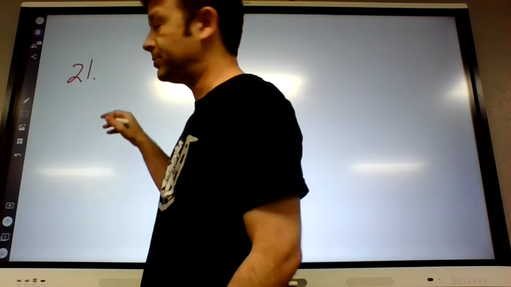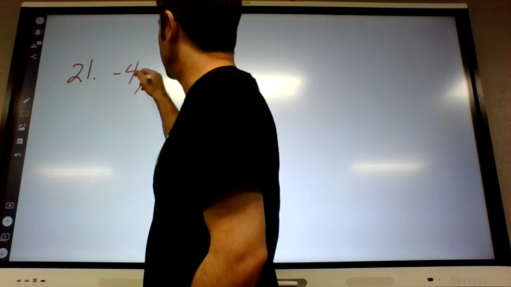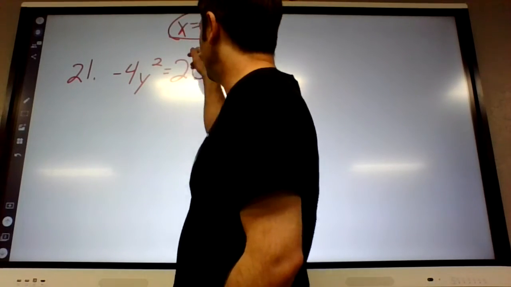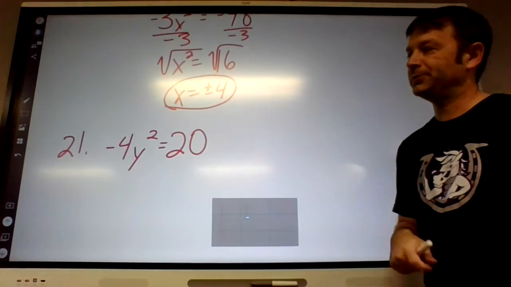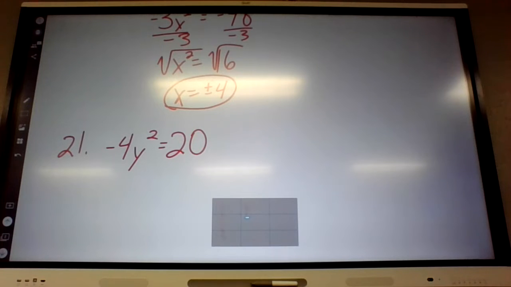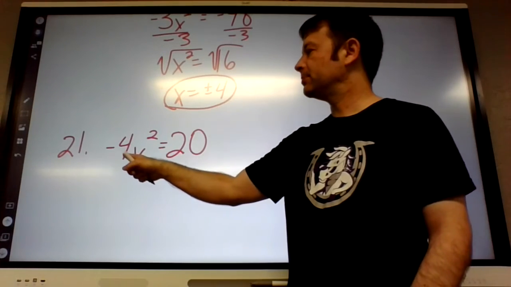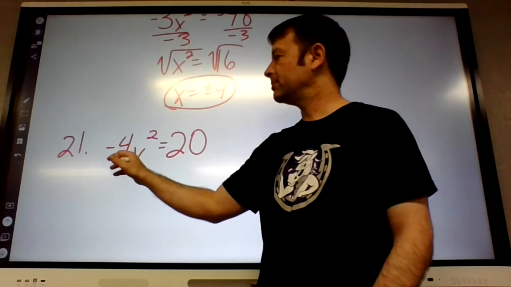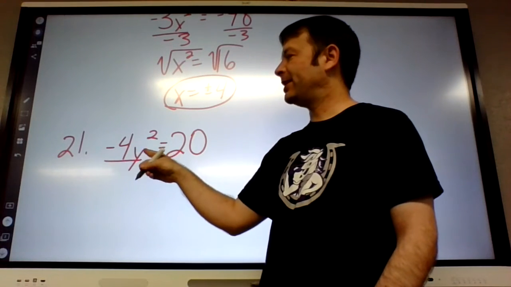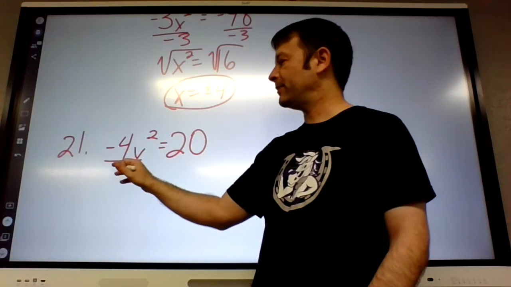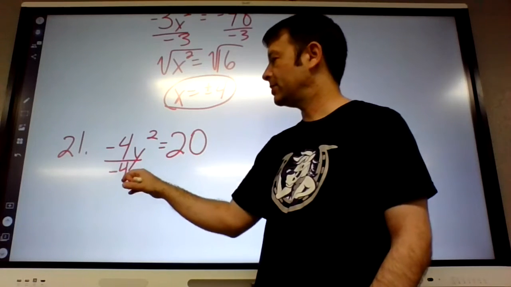Negative 4y squared equals 20. These are short and sweet. They're all short and sweet. Okay, how do I solve for y squared? Dylan, what should I do first on this one? Add 4? Nope. Negative 4 times y squared, right? So how do I get rid of times? Divide.